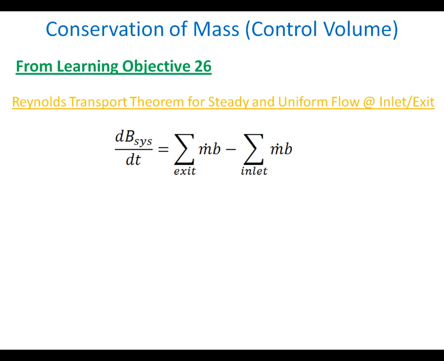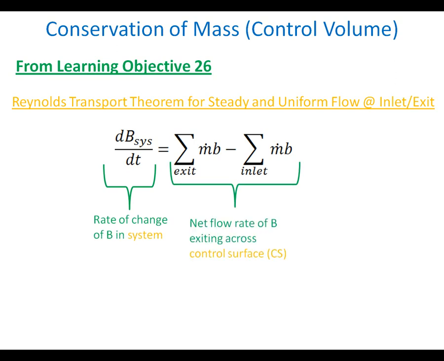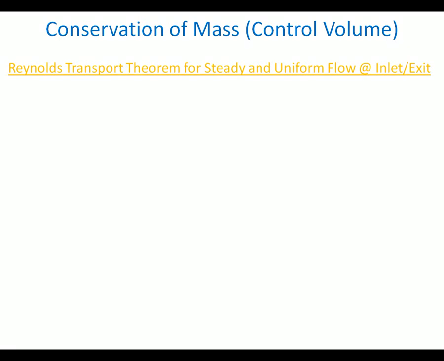inlet and exit to be the change of an extensive property over time within a system is equal to the summation at the exits of the mass flow rate times specific property minus the summation at the inlets of the mass flow rate times specific property. So on the left side we have all of that change of our extensive property in the system, and on the right side we have that net flow, how much has come into and out of our control volume through those control surfaces.